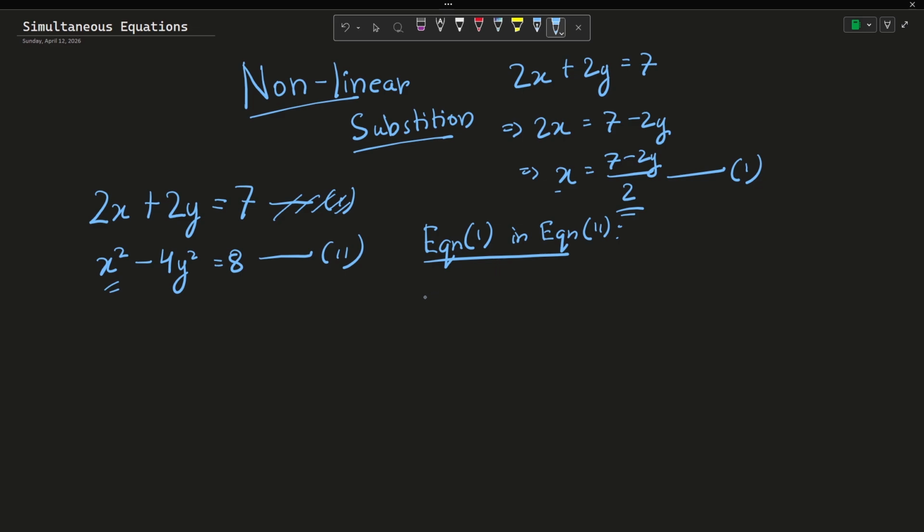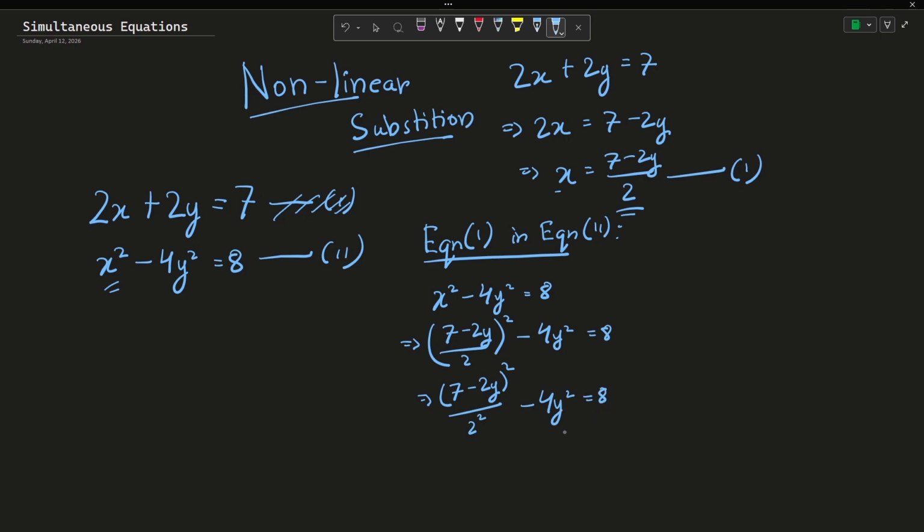Our second equation is x squared minus 4y squared is equal to 8. If I substitute x here, that becomes ((7 minus 2y) over 2) whole squared minus 4y squared is equal to 8. Now we just have to simplify this, and you have also noticed that we were able to eliminate x. That is the point of simultaneous equations. We just try to eliminate one of the variables, so that it becomes a single variable equation which we can easily solve.